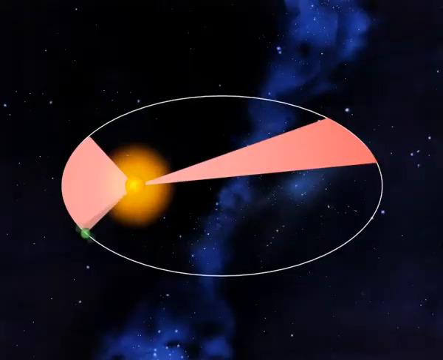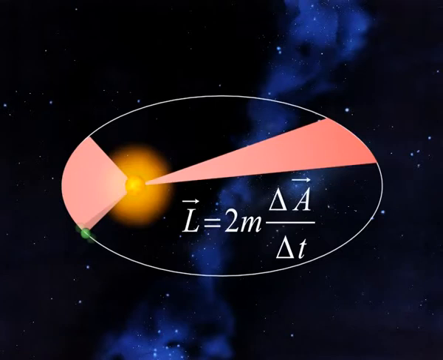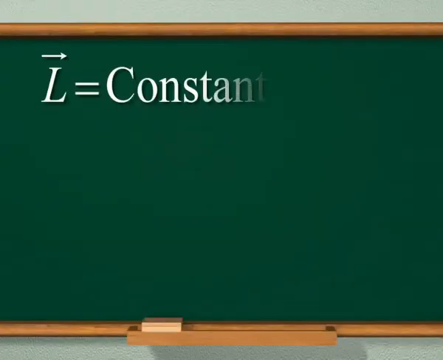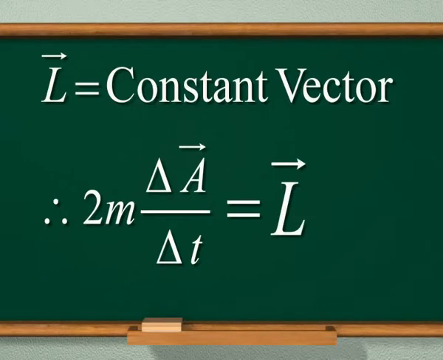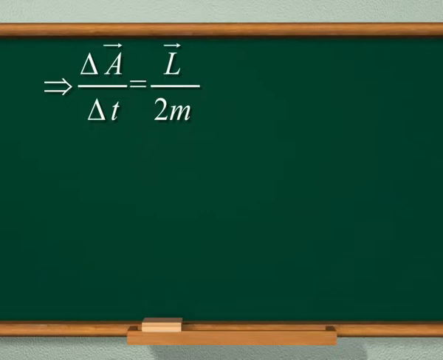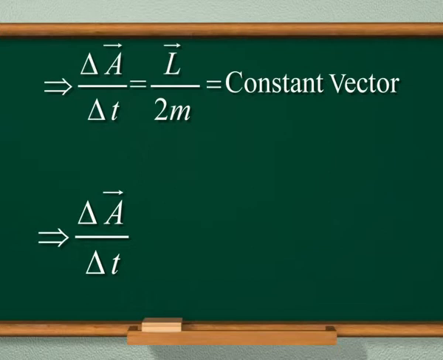Thus, the planet moves under the gravitational force of sun in its orbit with the constant angular momentum, since the angular momentum of a planet is also given by vector l is equal to 2m into delta vector a by delta t, where m is mass of the planet and delta vector a by delta t is the aerial velocity of the planet. Since angular momentum of a planet is a constant, that is, vector l is a constant vector, therefore 2m into delta vector a by delta t equal to vector l is also a constant vector. This implies that delta vector a by delta t equal to vector l by 2m is a constant vector, and this means delta vector a by delta t is equal to constant vector.